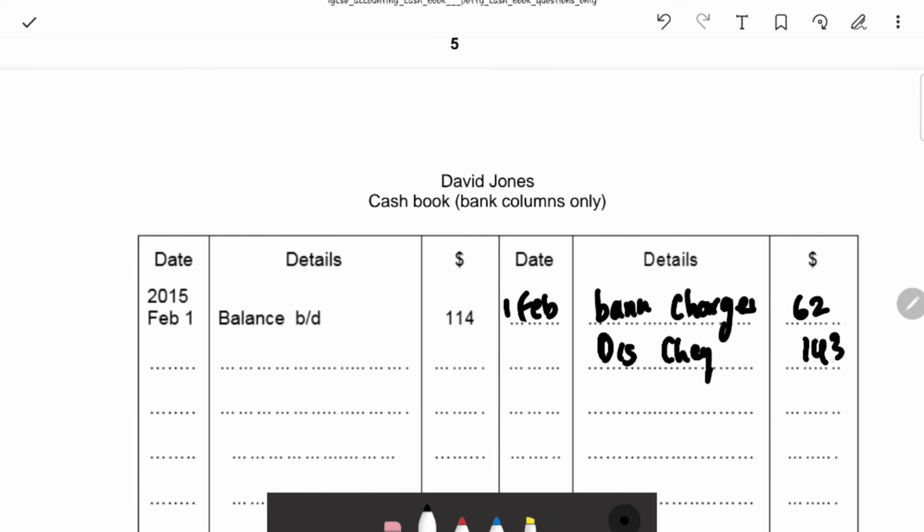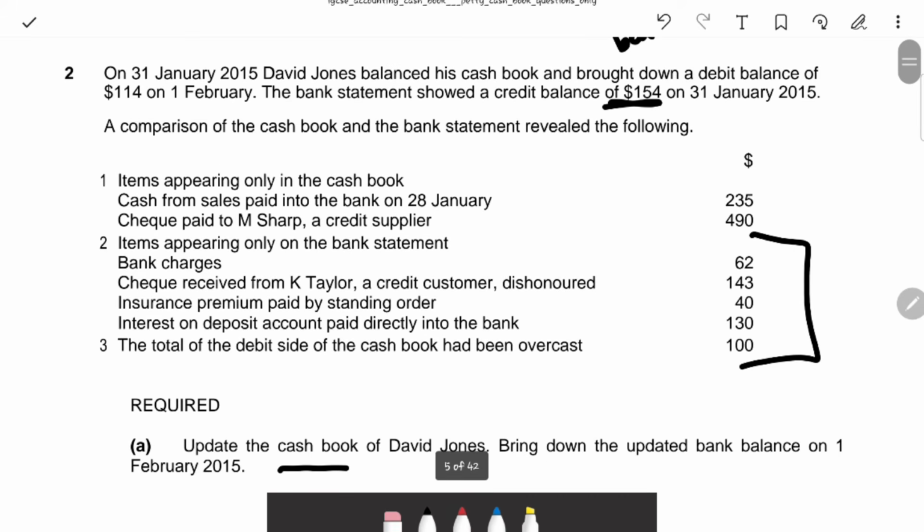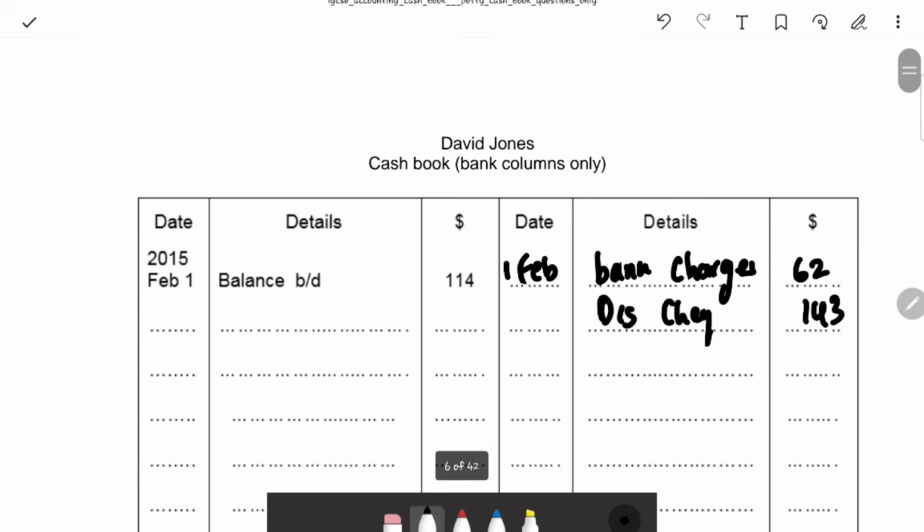was of 143. The next one is telling us that the interest on the deposit account was paid directly into the bank. The interest was 130. That should be in the debit side because I'm getting bank interest. Interest is you're getting money into the business, so it's 130.